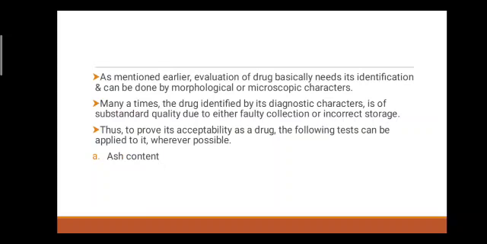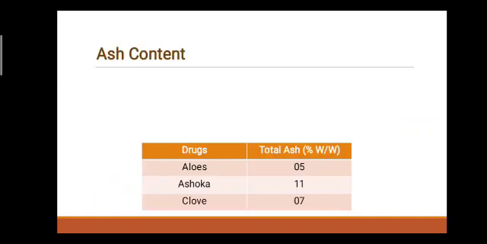First one, ash content. Second one, extractives. Third one, volatile oil content. We will discuss one by one. Then the first one, ash content.